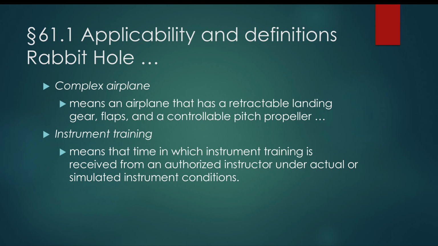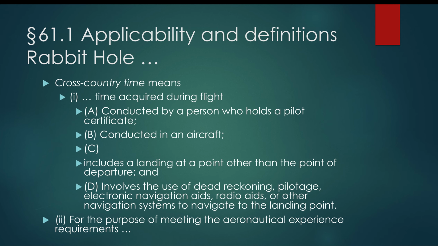And they also define things like instrument training and cross-country time. That's a pretty big deal here. You need a lot of cross-country time. Remember, you need 50 hours of cross-country PIC time to become a commercial pilot in airplanes, and this defines how you get that. It's from one place to another, and you use some form of navigation. Literally, that's what cross-country is. However, then they get into the weeds. So basically, if you take off from airport A and land at airport B, which is 1 mile away, that was technically a cross-country flight because you landed somewhere else from where you took off from.